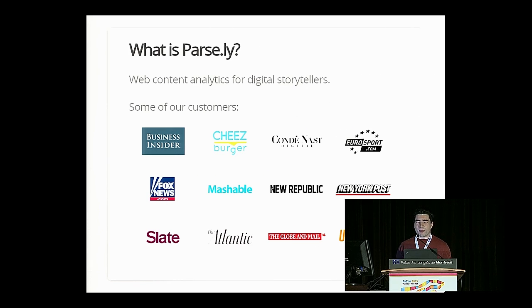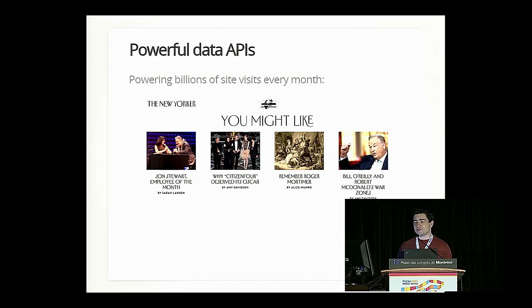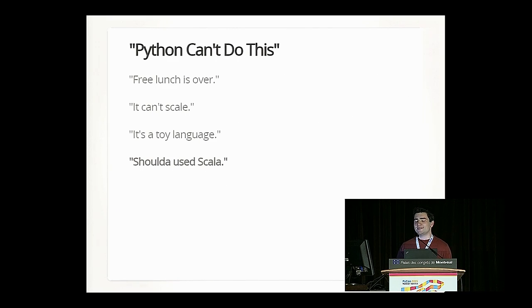So just to give a little background on Parsley, we work with these big media companies that run high traffic websites, like some of the logos on the screen here. And we build real-time analytics dashboards for those companies. And we also build APIs, like ones you might find on websites like thenewyorker.com, that make live content recommendations to users. So we're dealing with billions of page views and millions of visitors every day.